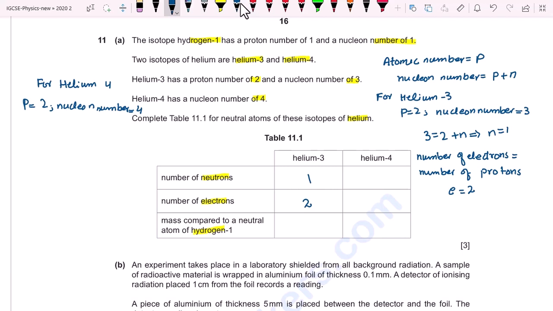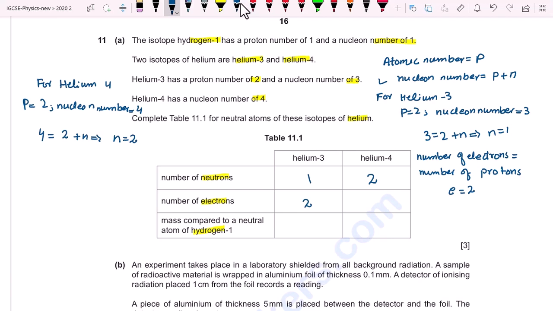So first of all we calculate the number of neutrons using again this formula. Nucleon number is equal to 4. It will be equal to the number of protons, which is 2, plus n. Then I get the number of neutrons will be equal to 2. In the case of helium-4 the number of neutrons is 2.